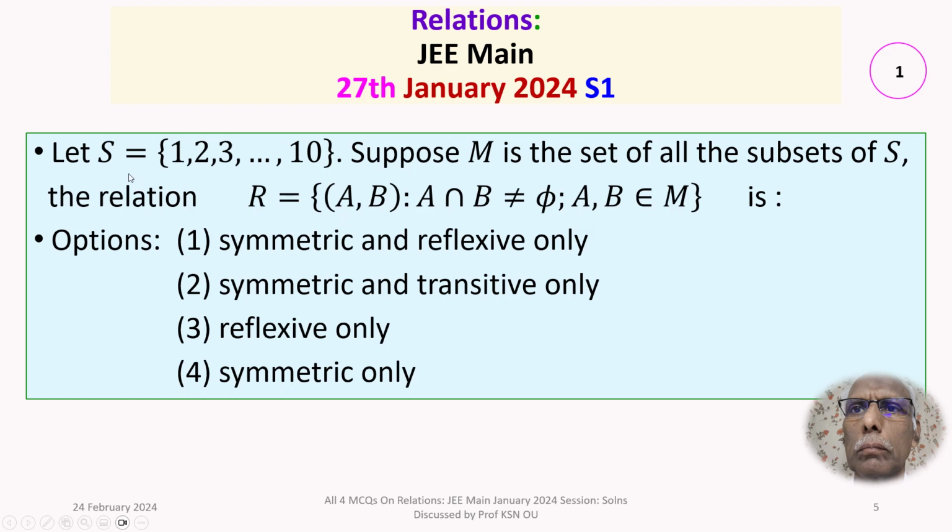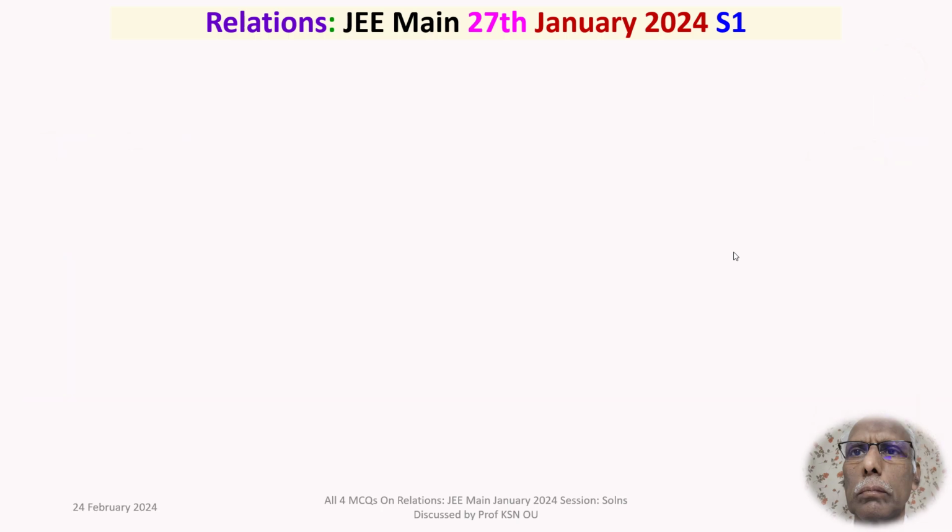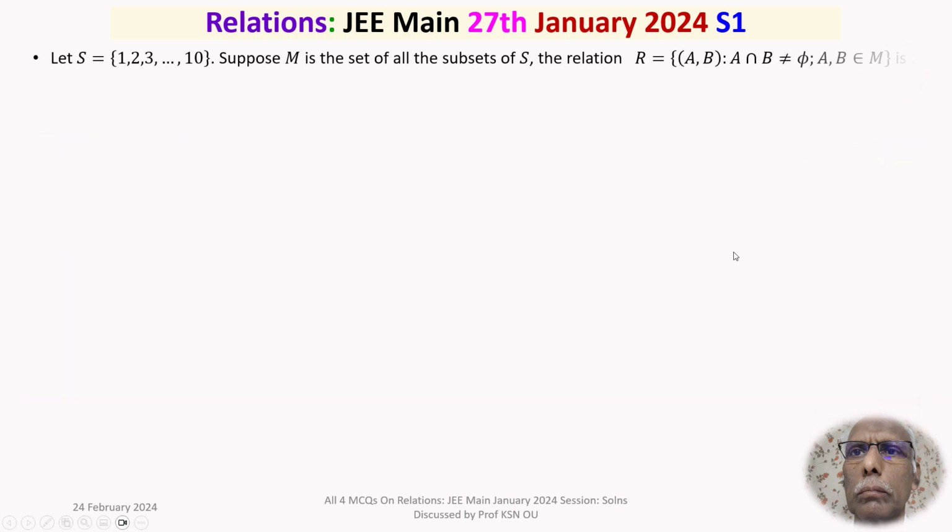We are given a set S consisting of 10 natural numbers, that is 1, 2, 3 up to 10, and M is the set of all subsets of S. That means M is the power set of S, and the relation R is defined as the set consisting of ordered pairs (A, B), where A intersection B is not empty and A, B belong to M. We now discuss the solution of the problem in detail.